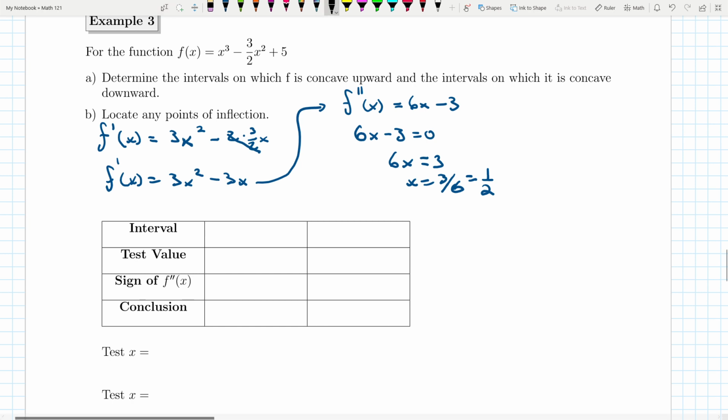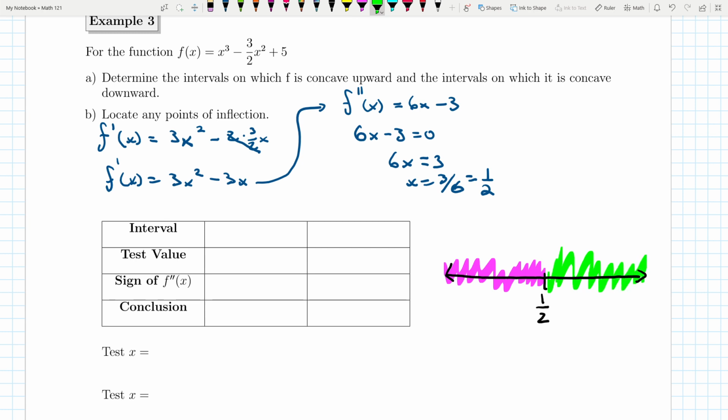And just the same way we did it in the previous section, we're going to draw a number line, plot the hypercritical value 1/2, and describe each interval. So this will give us two intervals to test. Number one, on this interval and that interval. The first interval will be described by -infinity to 1/2, that's the interval in purple. The interval in green is 1/2, comma, infinity.